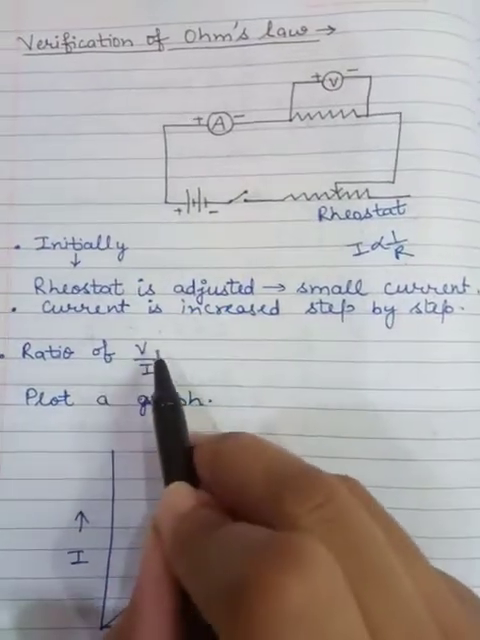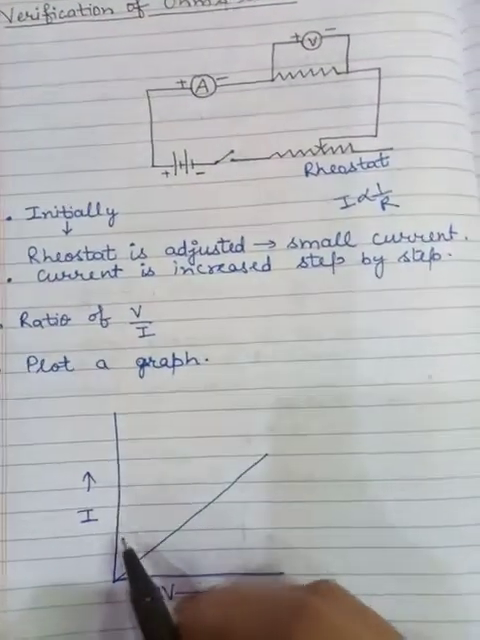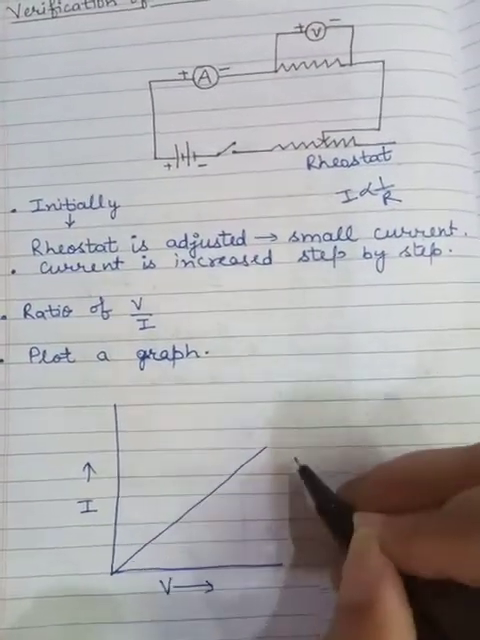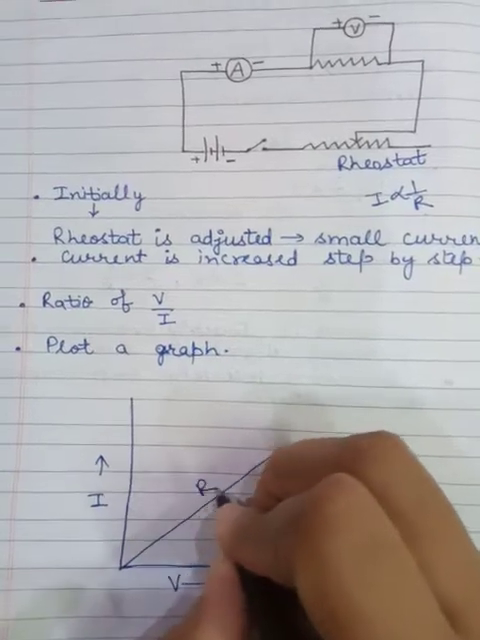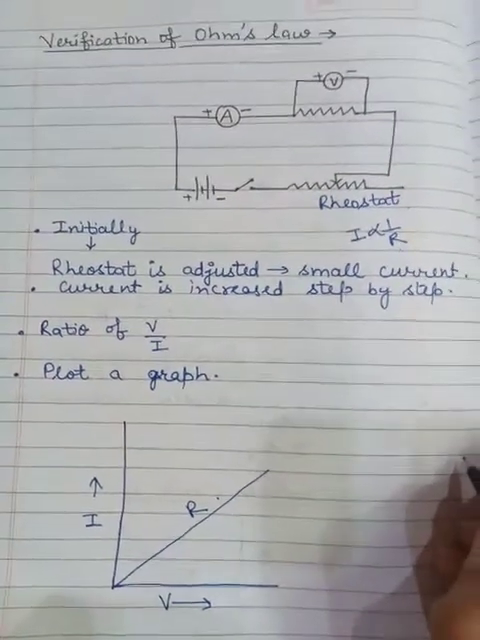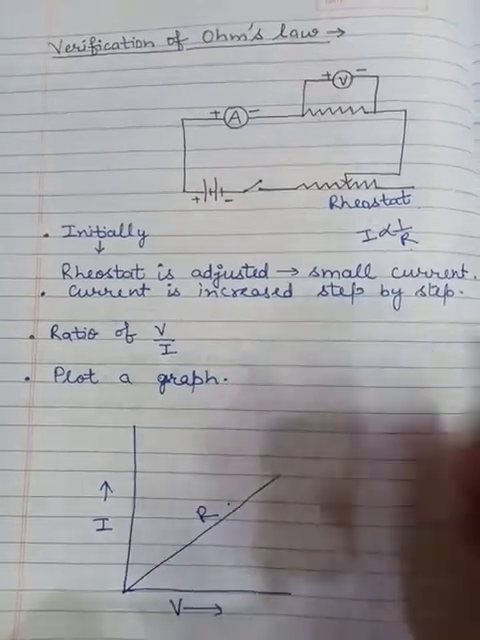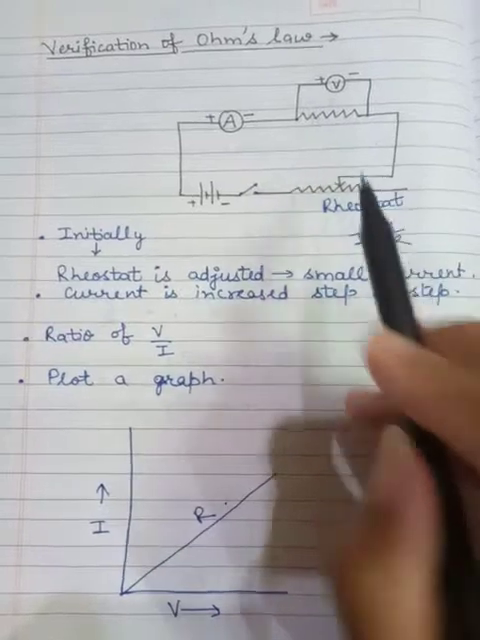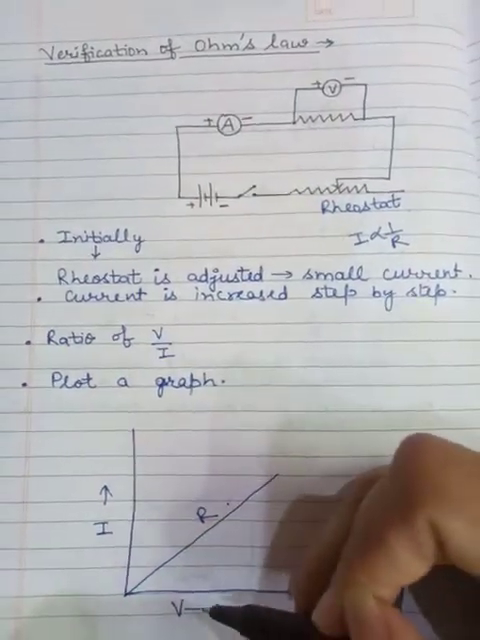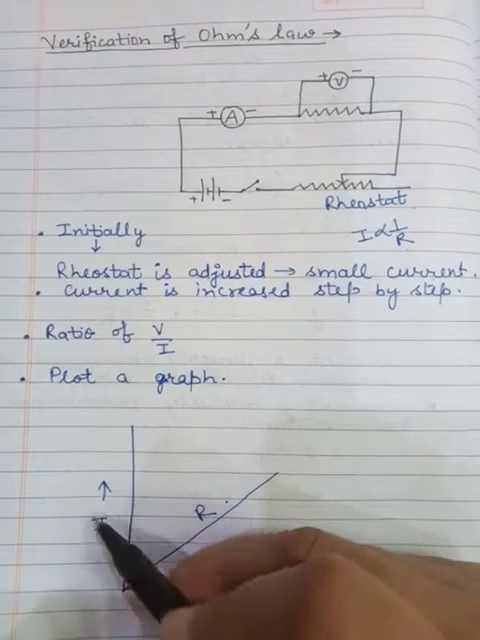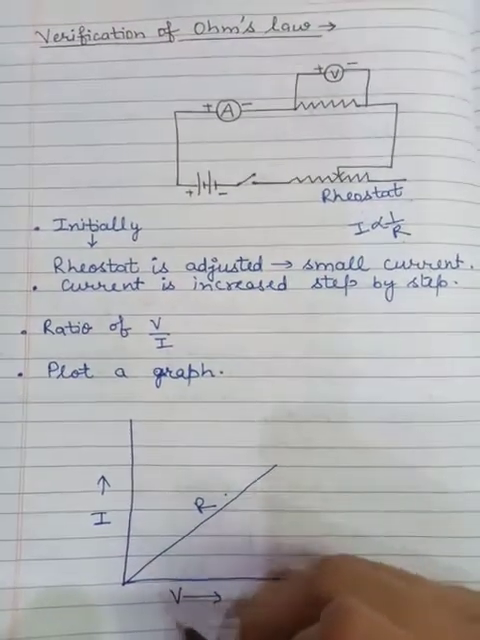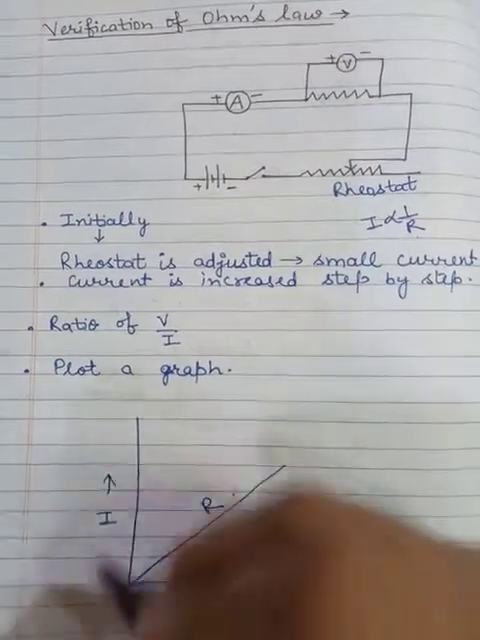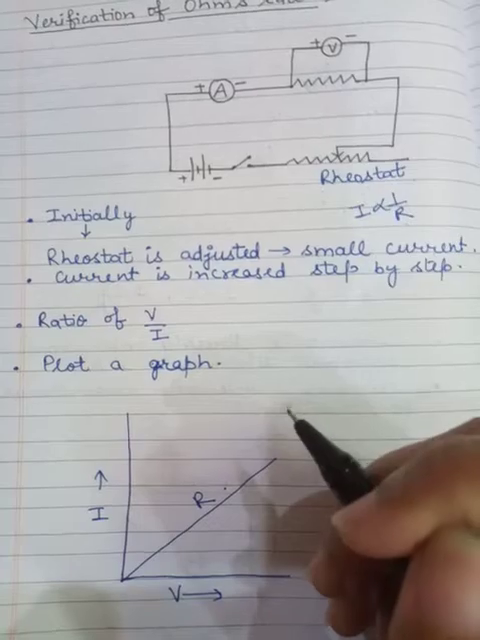After this, we will plot a graph between I and V, and we will get a straight line graph, and again the slope of the graph represents the resistance of the conductor. So with the help of this experiment, we can verify that I is directly proportional to V, and as we increase the current, the potential difference will increase, or we can say when we increase the potential difference, the current will increase.